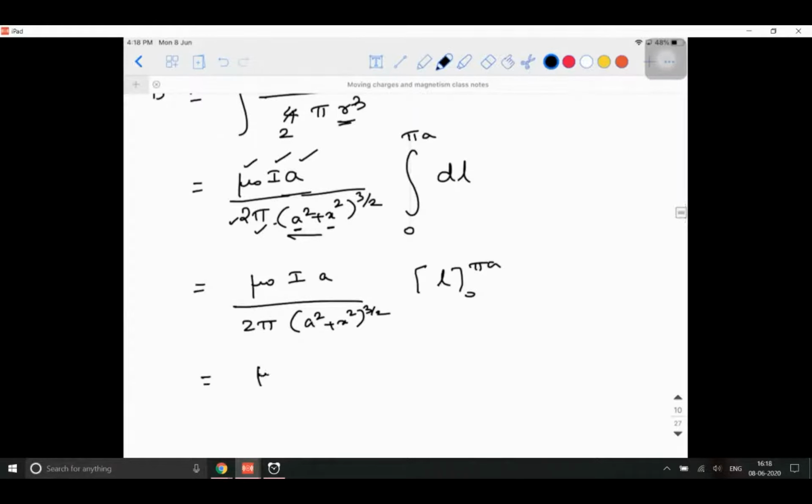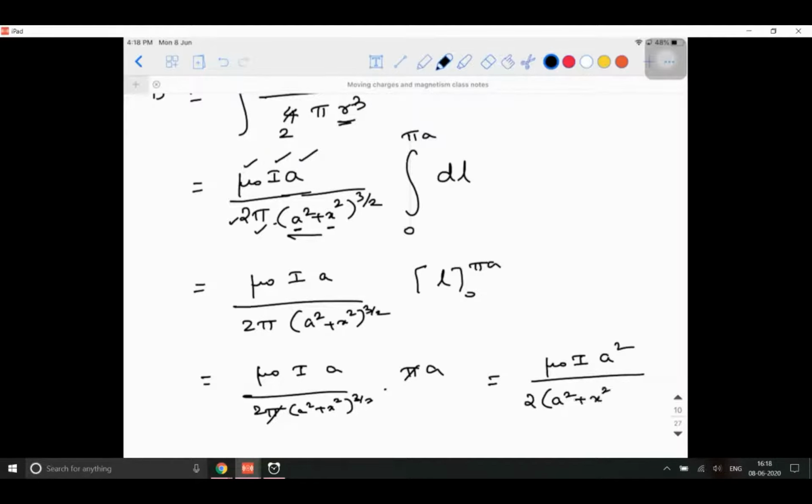So this is going to be mu naught I a divided by 2 pi into a square plus x square the whole power 3 by 2, into integral of L, which is pi a. This pi and pi is gone, a and a will get multiplied. The answer will be mu naught I a square divided by 2 into a square plus x square the whole power 3 by 2. This is the required answer.